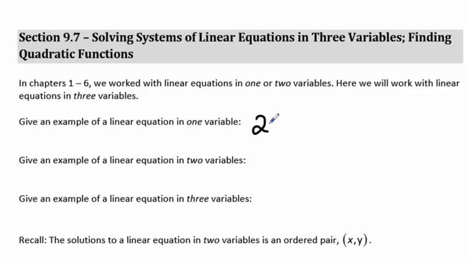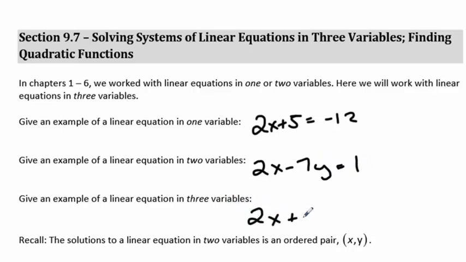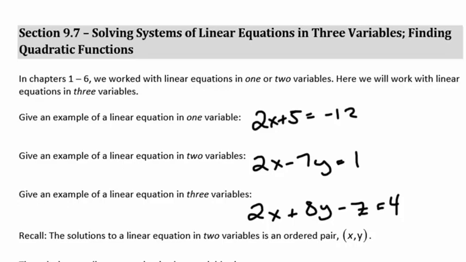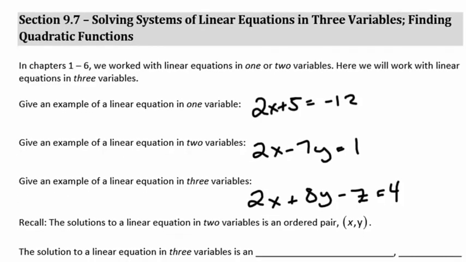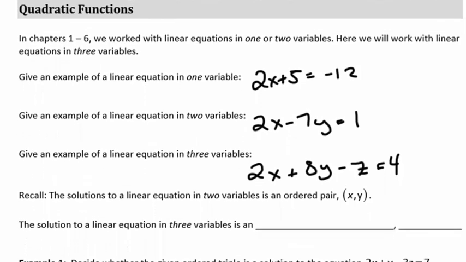In one variable, something like maybe 2x plus 5 equals negative 12. A linear equation in 2 variables, something like 2x minus 7y equals 1. And a linear equation in 3 variables is something like 2x plus 8y minus z equals 4. So unlike the rest of this chapter, where we've been primarily working with quadratic equations, equations that have exponent 2, these are all going to be linear, so it's going to have 3 variables.